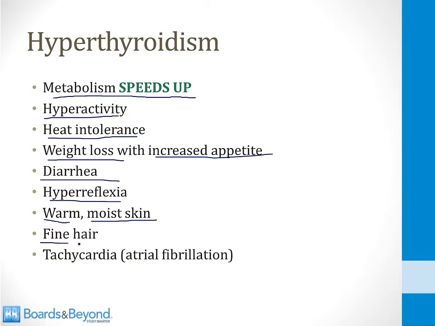They classically have fine hair, and they can develop tachycardia, and in particular, they can sometimes go into an arrhythmia called atrial fibrillation. And when patients present with new onset atrial fibrillation, one of the things you always need to do is exclude a hyperthyroid state.